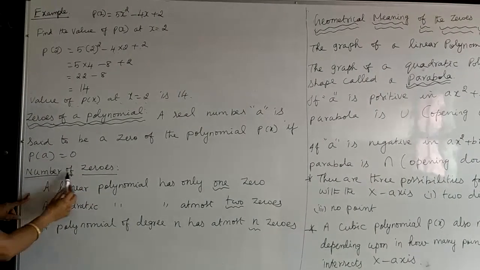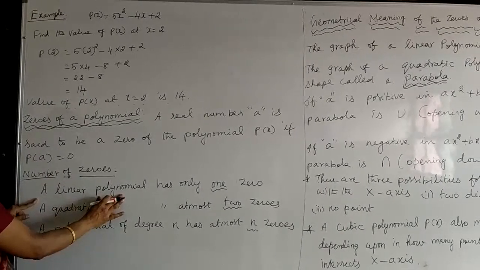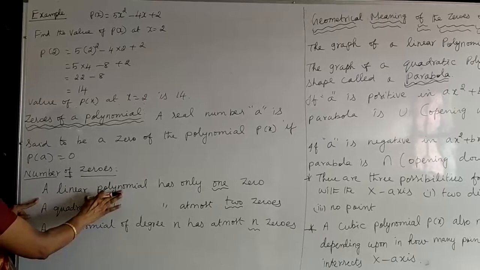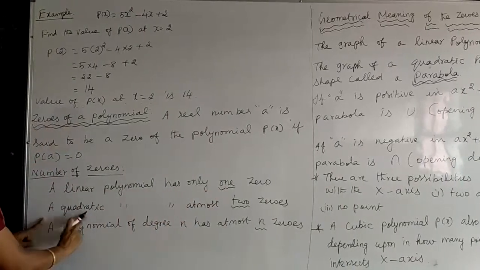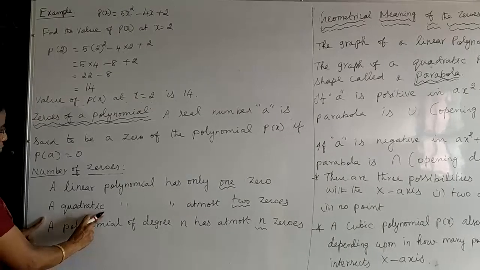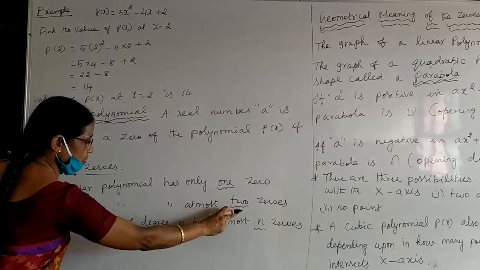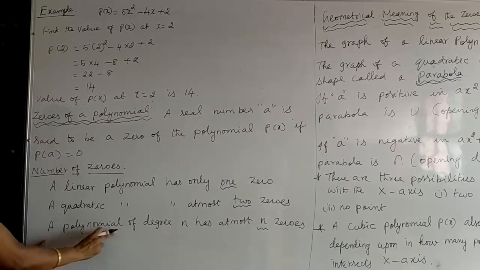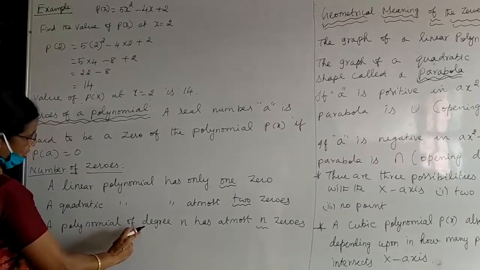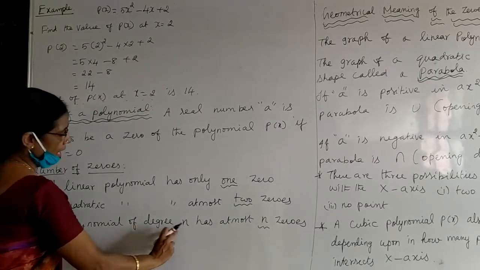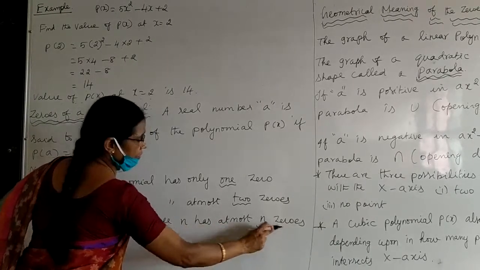Then comes number of zeros. Suppose it is a linear polynomial, that is a polynomial of degree 1, it has only one zero. If it is a quadratic polynomial, means degree 2, then maximum zeros will be only 2. If it is a polynomial of degree 3, then maximum 3 zeros. So a polynomial of degree n has at most, means maximum, n zeros.